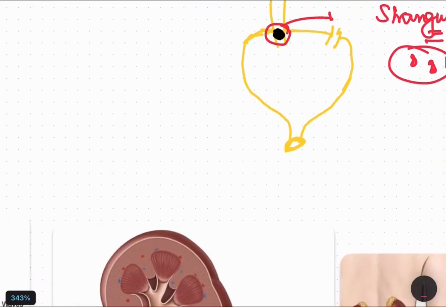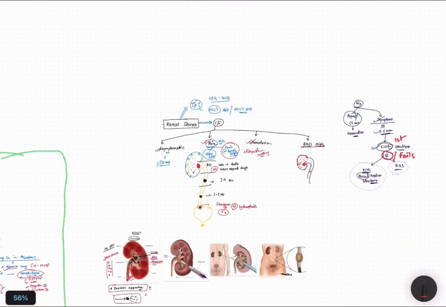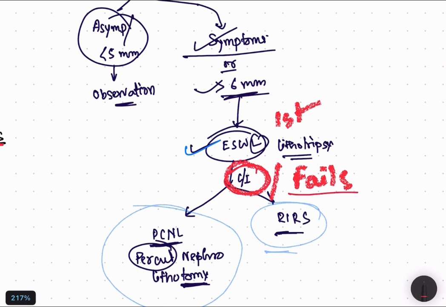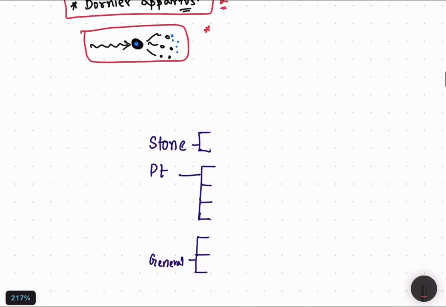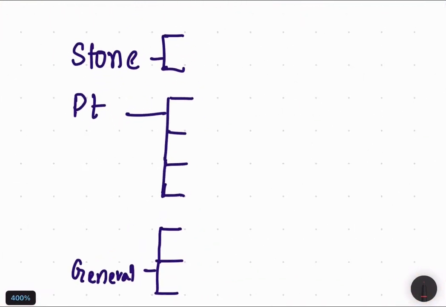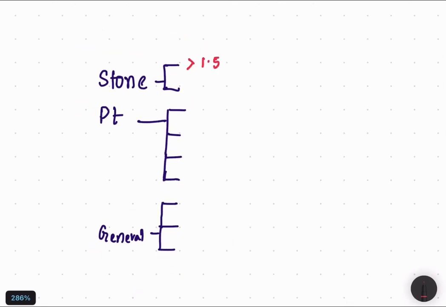So what should we do then? As I told you, if there is any contraindication or if ESWL fails, then we go for percutaneous nephrolithotomy. So what are the contraindications of ESWL? There are some stone-related contraindications. If the stone size is more than 1.5 centimeter, ESWL should not be done, because it needs multiple sittings or more energy waves to blast the stone, and that may harm the patient.